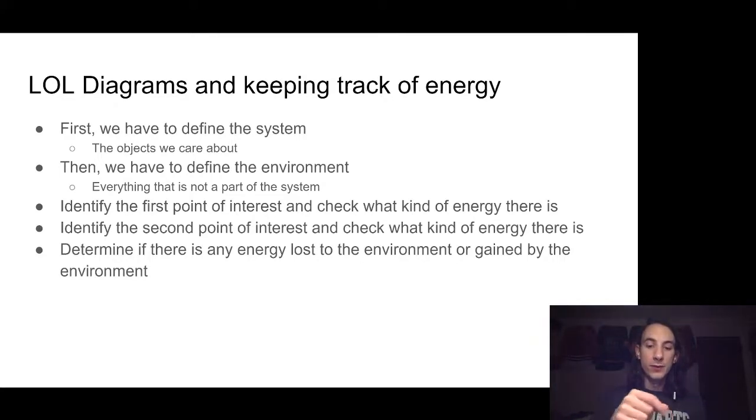So what we have to do when we approach these LOL diagrams is, number one, first and foremost, define our system. Think about what objects we care about. Sometimes it'll tell you, sometimes it won't, and usually if it doesn't tell us, it'll be pretty obvious. Then we have to define the environment. That's easy to do. Anything that's not part of our system is part of the environment. Then we're going to identify our first point of interest and see what kind of energy is there. We'll run through our text. We said, hey, this is how we identify potential energy.